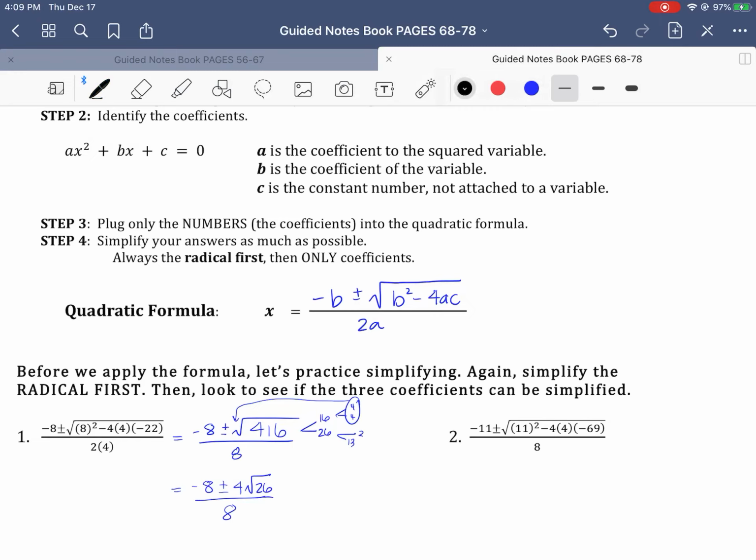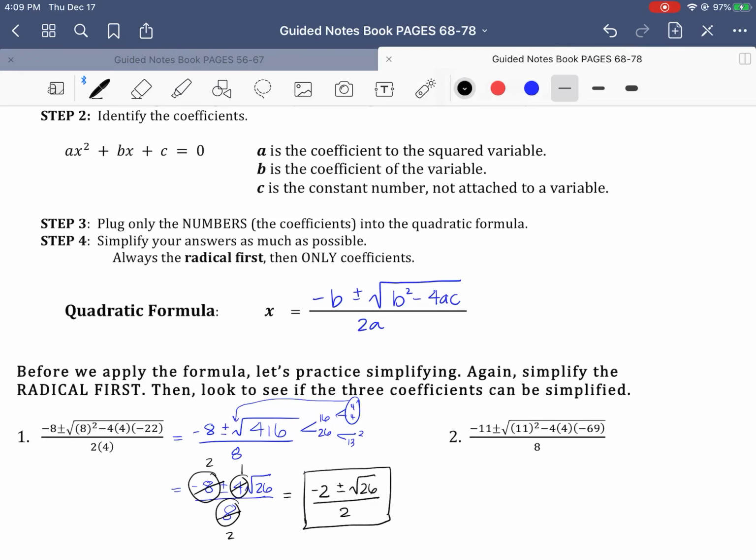You've simplified, but we do look at these 3 coefficients and we say, is there anything common that divides out of those 3? All of those values are divisible by 4. 4 goes into -8 twice, goes into 4 once, goes into 8 twice. So our final simplified solution would be -2 plus or minus the square root of 26. You can write that 1 if you'd like to, all over 2.